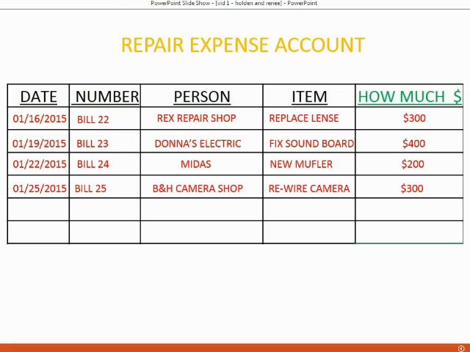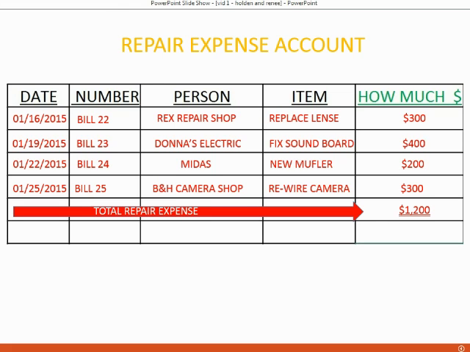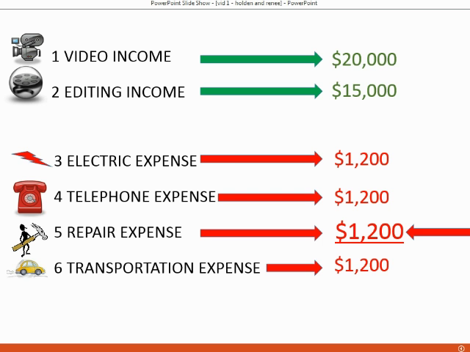his cameras. And if he wrote down all the information every single time he paid for a repair, then he would know with certainty that the total amount that Holden paid for repair was $1,200. That's the same $1,200 for repair expense in our example. So that's how Holden knows the total money that he paid just for repair expense.